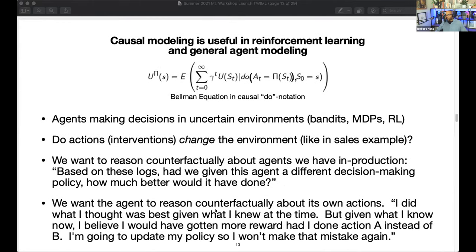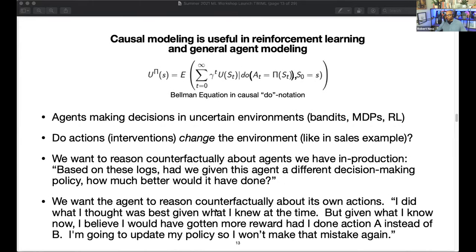Another example is reinforcement learning. The reinforcement learning community is coming around to using causal modeling to represent their problems. So this is the famous Bellman equation. I've rewritten it so that it's using the do notation. If you don't know what the Bellman equation is or what the do notation is, don't worry. But if you've heard of these things, it's probably the first time you've seen them used together.